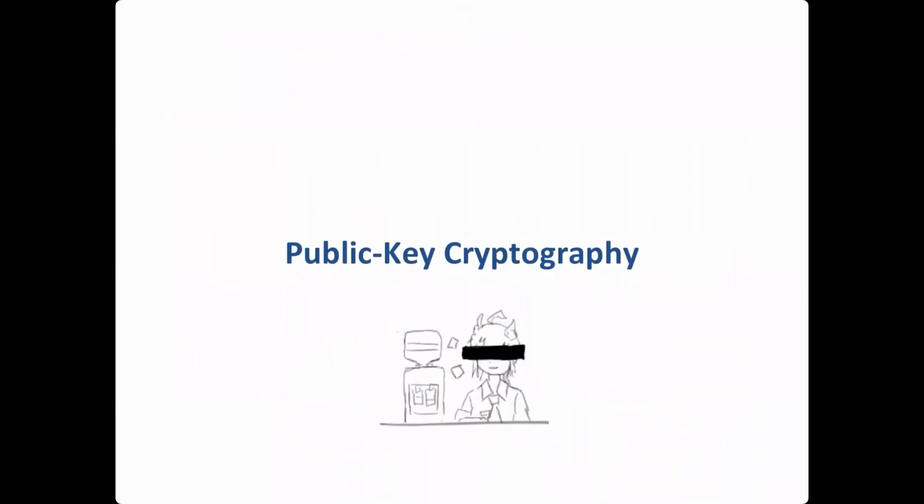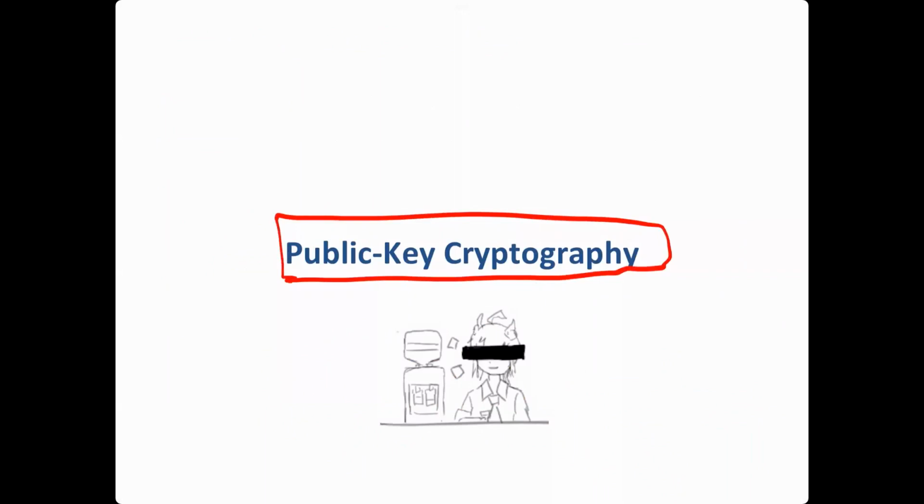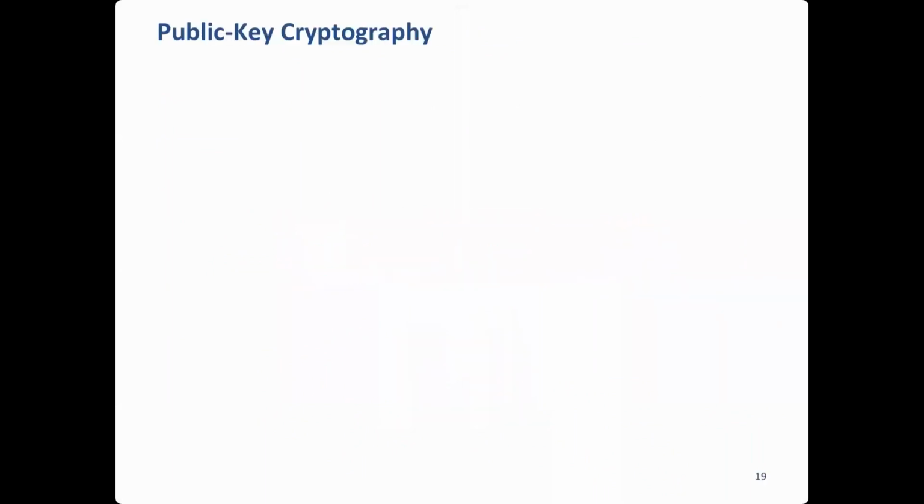Okay, now we'll revise some concepts of public key. Now we are ready to discuss public key cryptography, because Diffie-Hellman generates a shared key over an insecure channel, and so it gives you an aspect of public key cryptography, right?